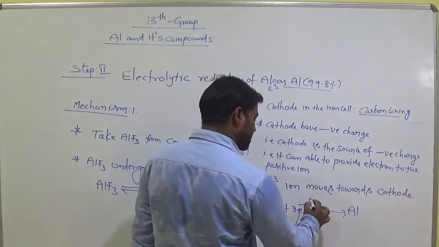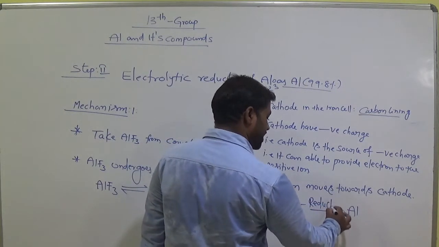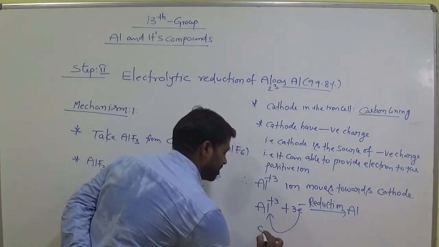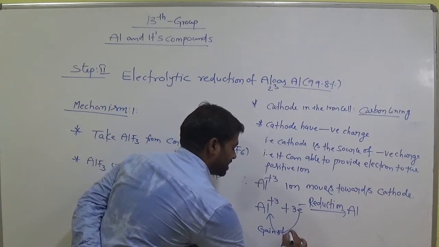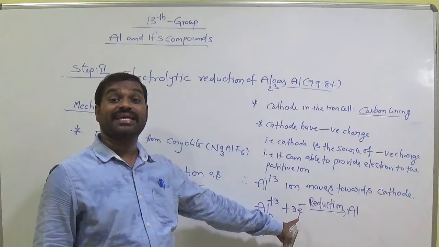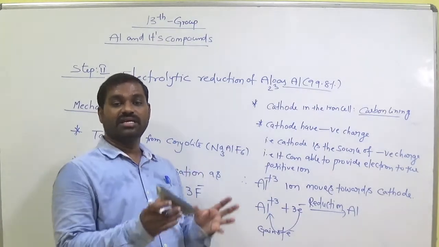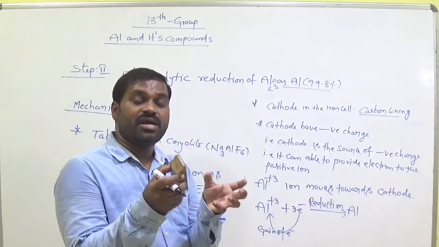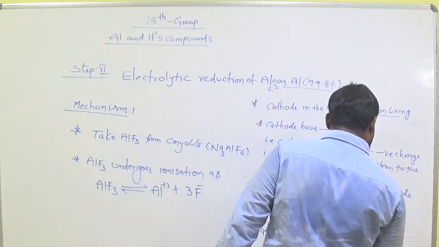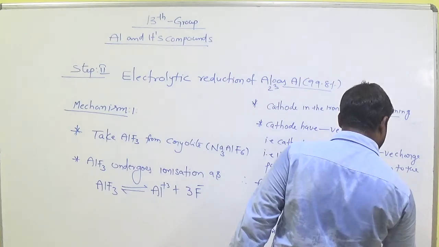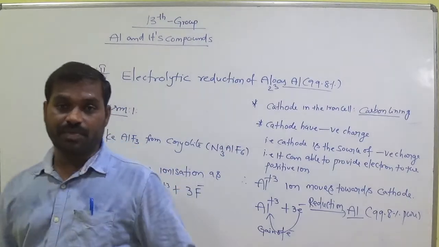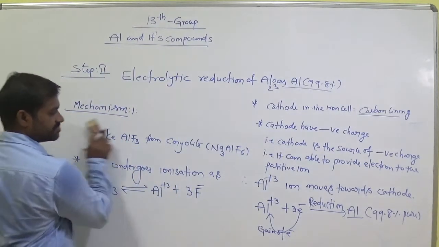Gaining of electrons is called reduction. Aluminium plus 3 gains the electrons. These electrons are provided by the cathode, because it is the source of electrons. So when Al3+ moves towards the cathode, the cathode provides 3 electrons to Al3+, then it becomes aluminium. So what is the purity of this aluminium? 99.8% pure.